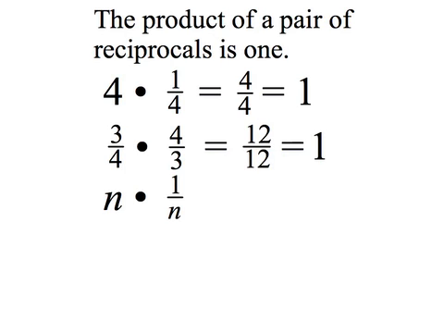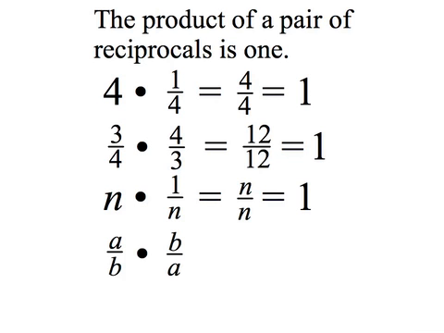And here's n and 1 over n. N times 1 over n is n over n. And in lowest terms, a number over itself is equal to 1 as long as the number is not 0. So n can be any real number except 0.